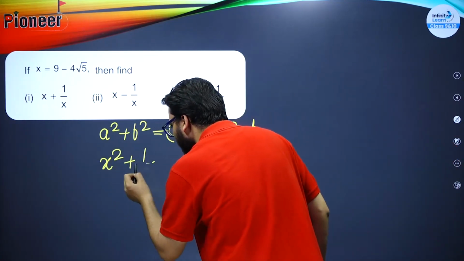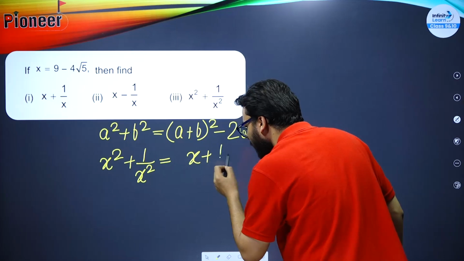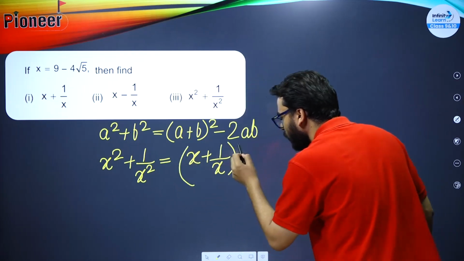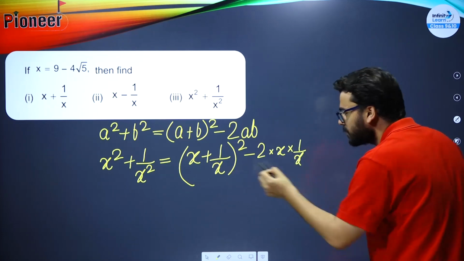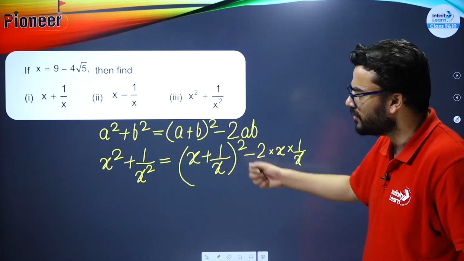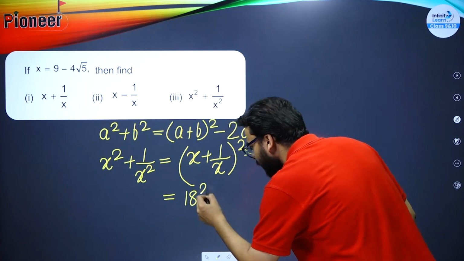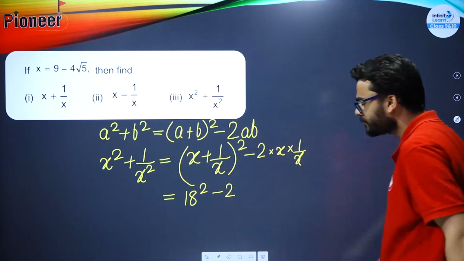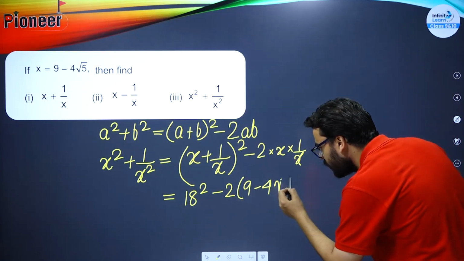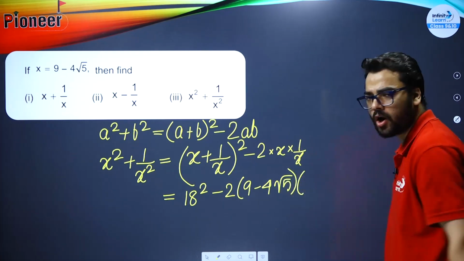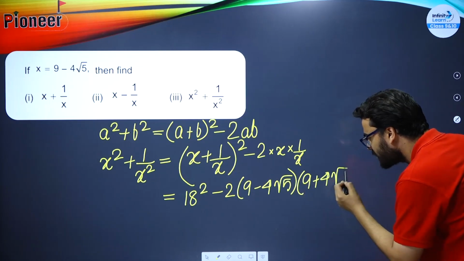x square plus 1 by x square over here. So can I not write it like this? x plus 1 by x the whole square minus 2 into x into 1 by x. Now you see x plus 1 by x we already have got in this question in the previous slides, that was 18. So this is 18 square over here minus 2 into, you see x is 9 minus 4 root 5 over here, and 1 by x we have got to be equal to 9 plus 4 root 5, correct? 9 plus 4 root 5.